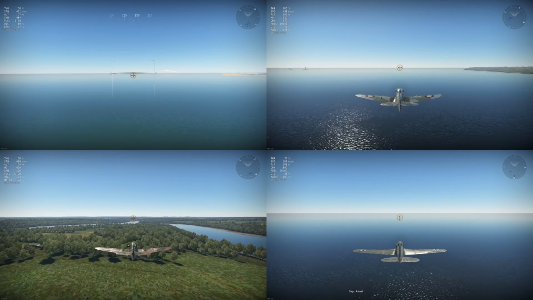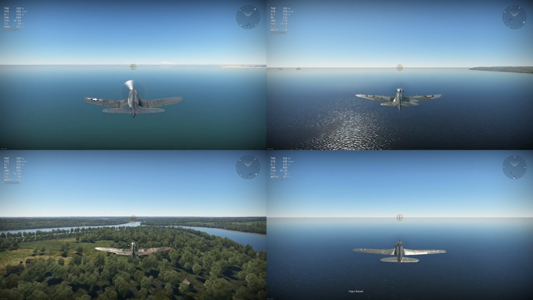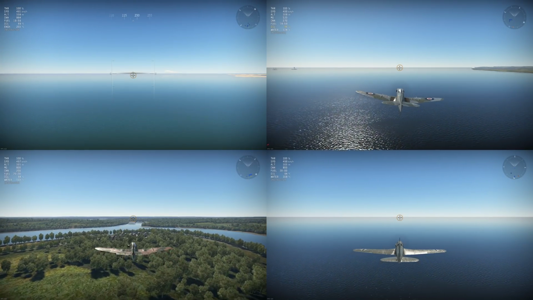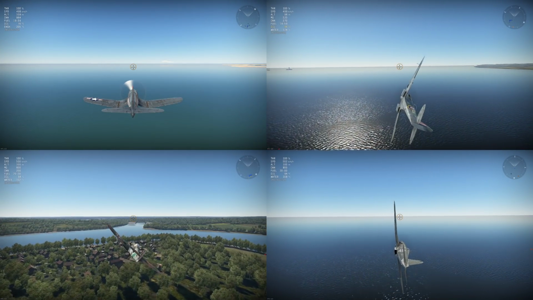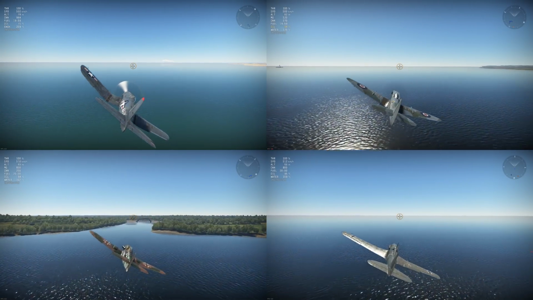Next is the roll rate. Roll rate varies with speed and altitude, so a specific speed and altitude was chosen to do the roll tests. The footage from all four aircraft are synced so that they start their second roll at the same time.